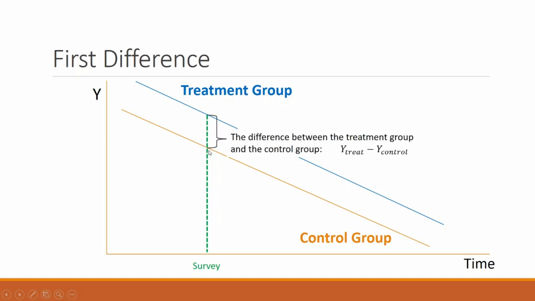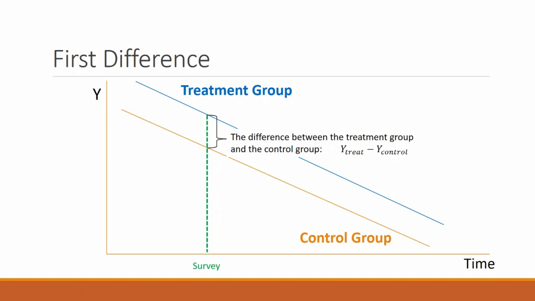If we wanted to find the difference between the treatment group and the control group, we would take our dependent variable for the treatment group, so that's y treat, and then we would take the outcome variable y for the control group. We'd see that here, the y for the control. So we can find the difference between the treatment group and the control group. That's the first difference.